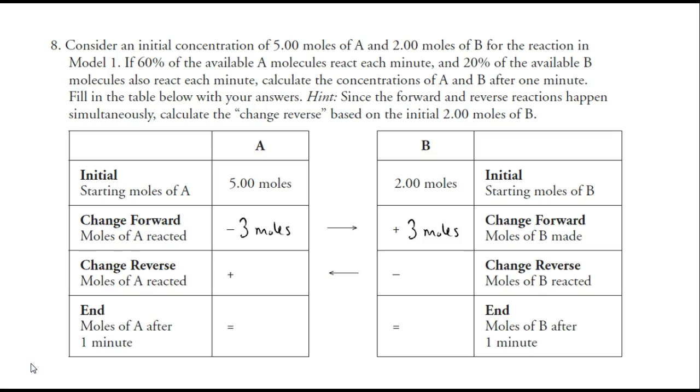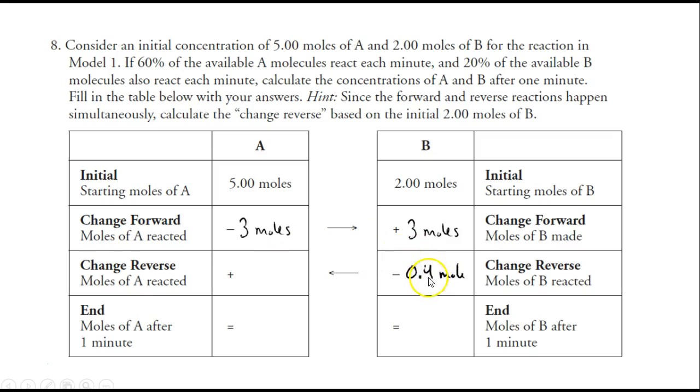Then we move down to question 8, which adds an extra level of complication, taking into account that not only is A turning into B, B is also turning back into A. So I have the same 60% of A filled in, minus 3 moles of A, which is going to produce 3 moles of B. But then we have the added complication of 20% of the available B molecules reacting each minute. So starting with 2 moles of B, 20% of those is going to react. 20% of 2 is 0.4. So we're also losing 0.4 moles of B in that same minute.